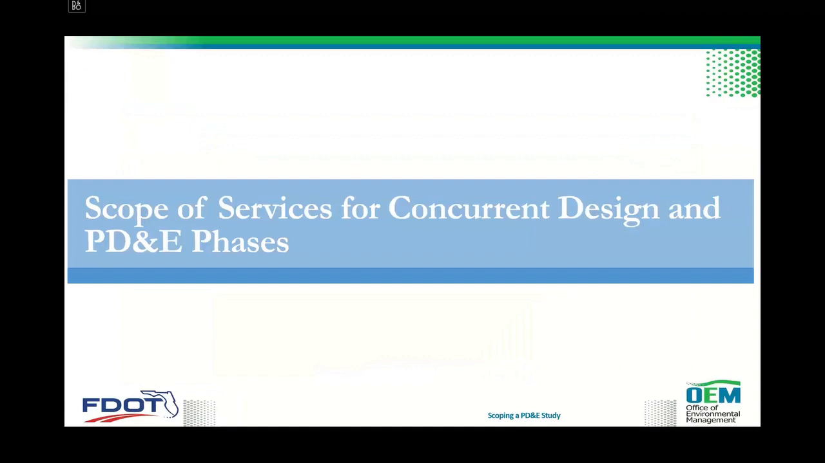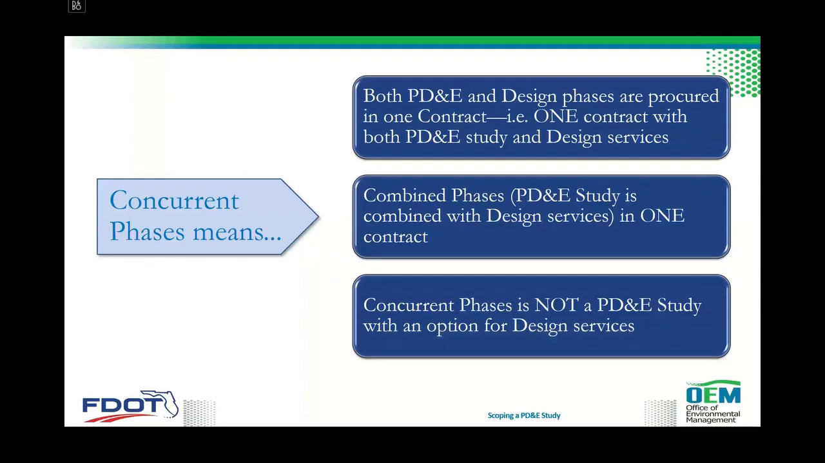Okay, so for concurrent design and PD&E phases, this is basically what it means. Both PD&E and design phases would be procured in one contract. In other words, one contract with both PD&E study and design services. The combined phases, being the PD&E combined with design service, is one contract. That is what it means, or that the concurrent phase is not a PD&E study with an option for design services.